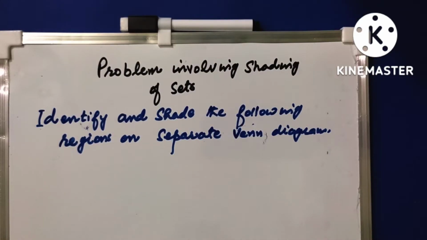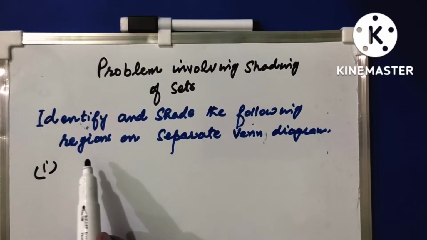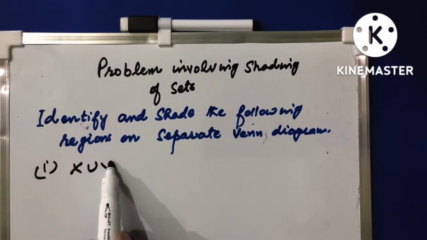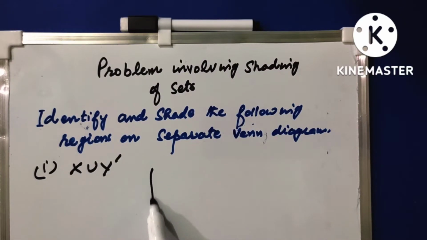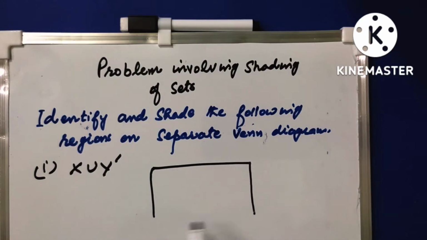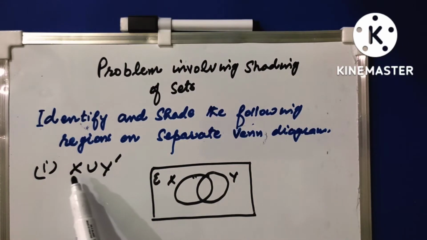Now, problems involving shading of sets. Identify and shade the following regions on separate Venn diagrams. The first part is X union Y complement. Students, first of all we have to draw a Venn diagram. This is X and this is Y, and this is the universal set, and we have to shade this operation.